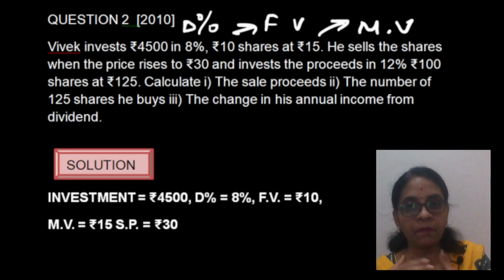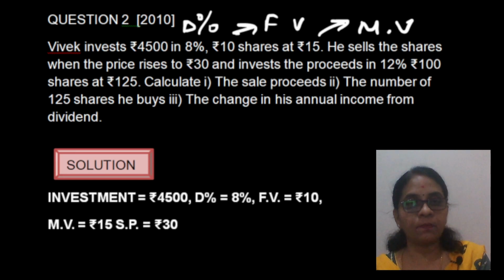Again I am repeating, if I am Vivek and I am selling my shares to someone, the price at which I sell the shares will be my selling price, and the price at which the other person is buying the shares will be the market value for that person. But that person is not in the picture. We are only going round and round for Vivek. What did he do? Where did he invest? And what did he do after selling the shares?